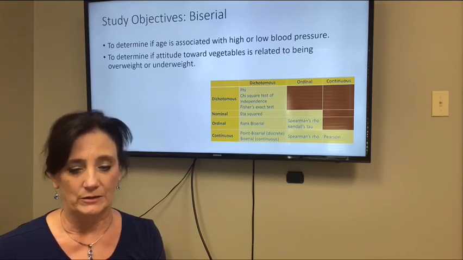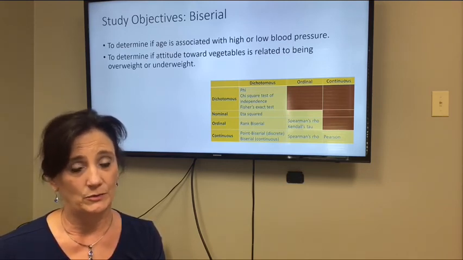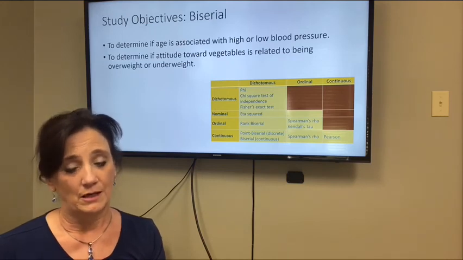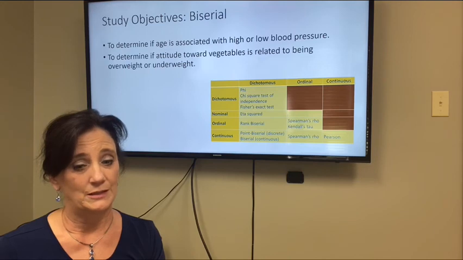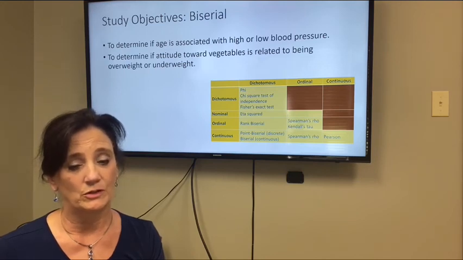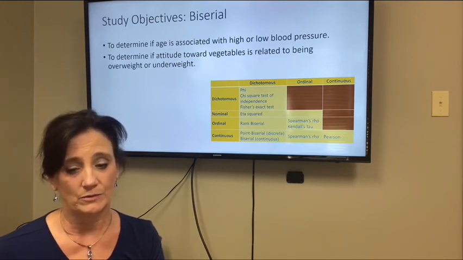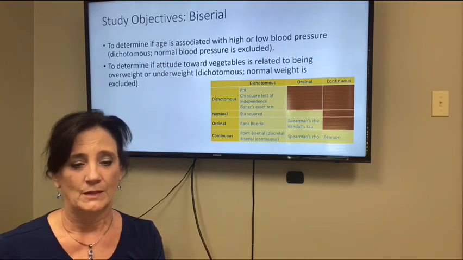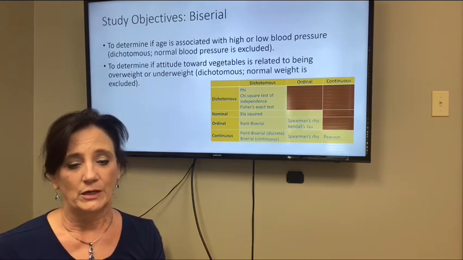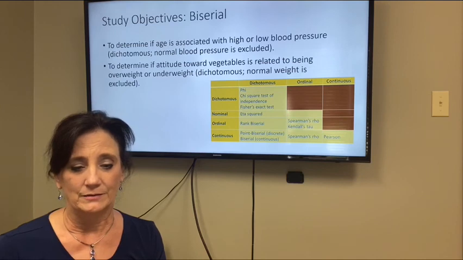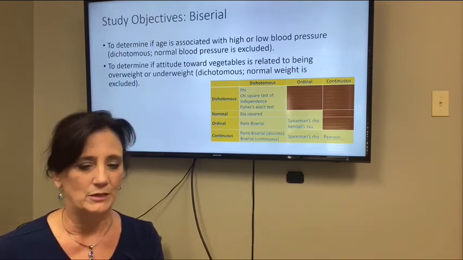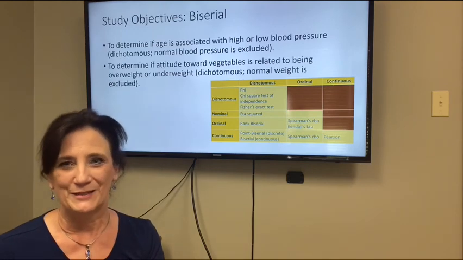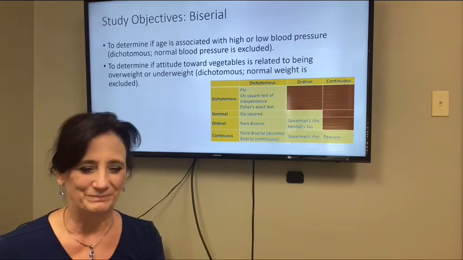All right, biserial. Remember, you have to have a continuous and a dichotomous variable. All right, so look at these 2. Which 2 variables are your continuous and dichotomous variables? If you chose blood pressure and weight, you were correct. Obviously, we have excluded normal blood pressure and normal weight to make that dichotomous, right? Good deal.